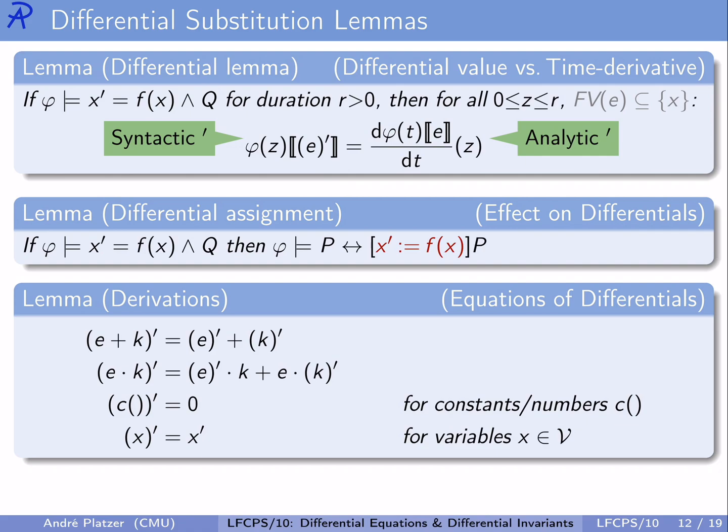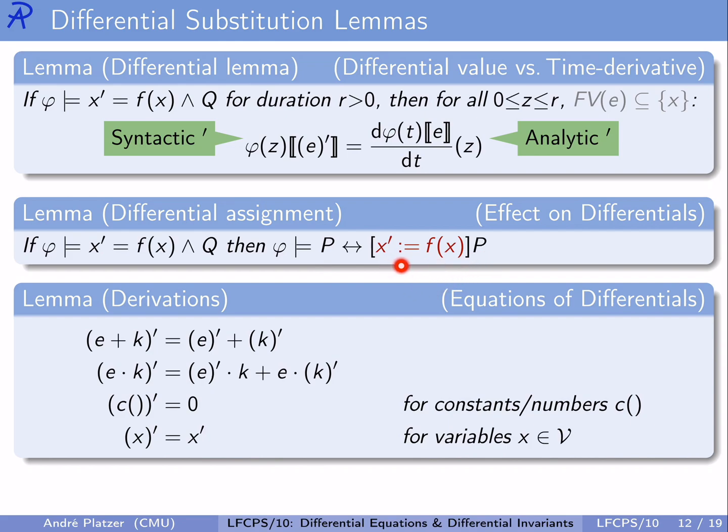Also, what we read off from it is that while we are following a differential equation, meaning if phi is a solution of x prime equals f of x and Q, well, then we at least know that x prime has the value that f of x has. That's what it means to follow a differential equation. And that means always along the solution of the differential equation, it is also true that P is equivalent to P after assigning f of x into x prime.